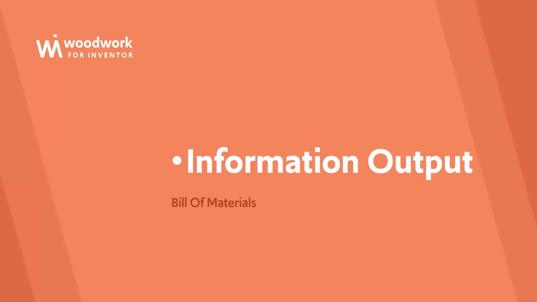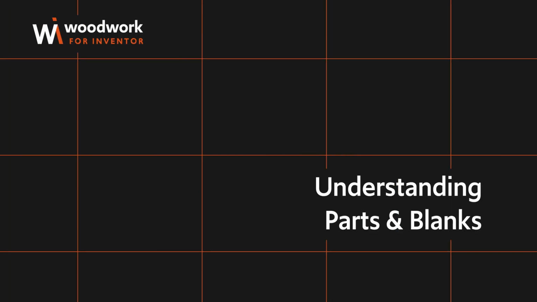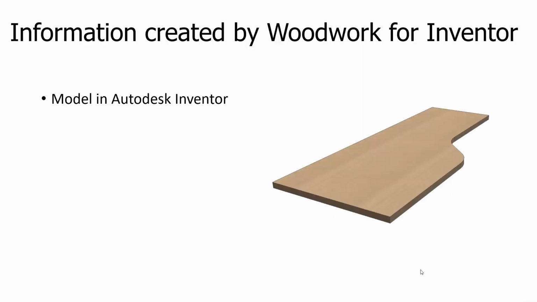To better understand what kind of information is involved, let's start with a few introductory words about the type of data that Woodwork for Inventor generates. Understanding parts and blanks. First, it's important to understand that Autodesk Inventor is responsible for geometry creation. It builds the geometry, which we refer to as a part or part item. However, in the furniture industry, the term part has a broader meaning. It's often perceived as an assembly.